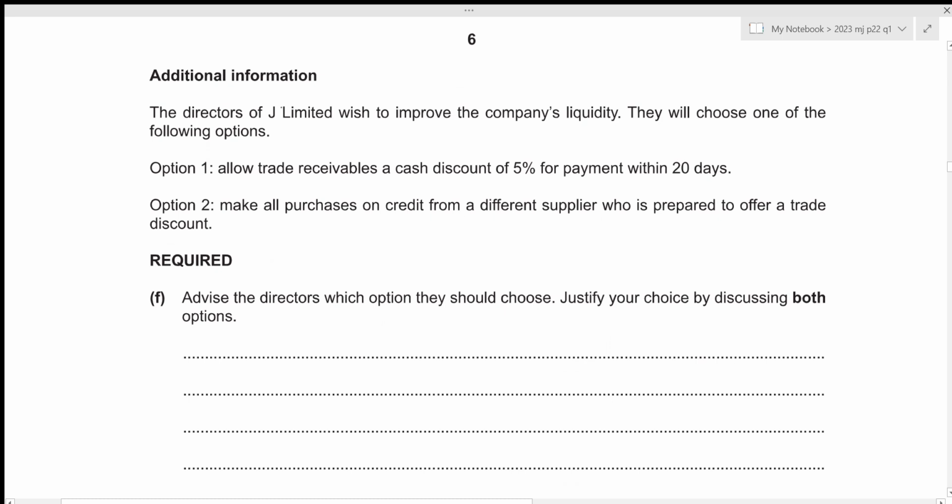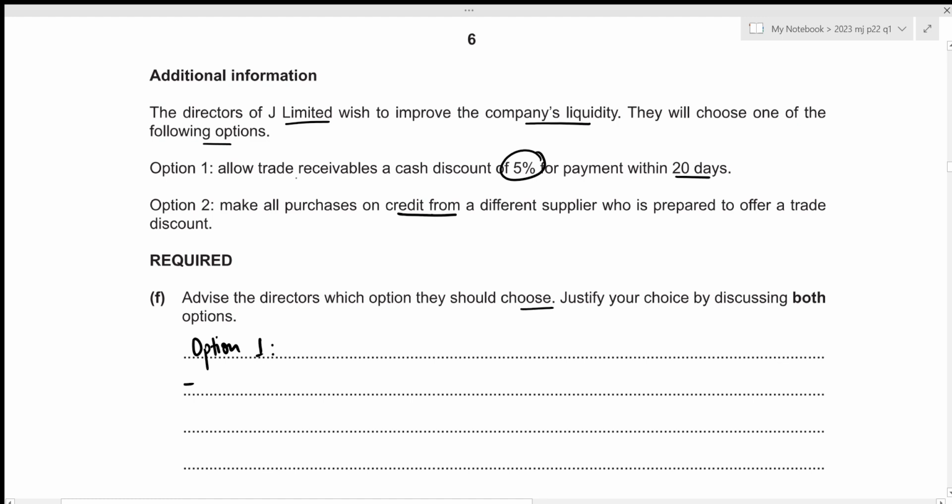Now we're given additional information. The directors of J Limited wish to improve the company's liquidity and they will choose one of the following options. For option 1, we are allowing trade receivables a cash discount of 5% for payment within 20 days. And for option 2, we make all purchases on credit from a different supplier who is prepared to offer a trade discount. Now for the sixth part, we need to advise the directors which option they should choose. We also need to justify our choice by discussing both options. So let's start with option 1.